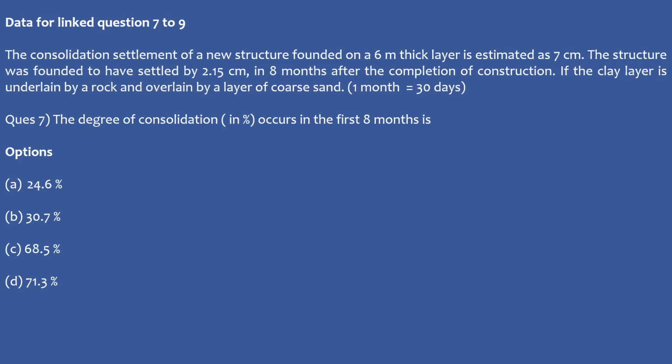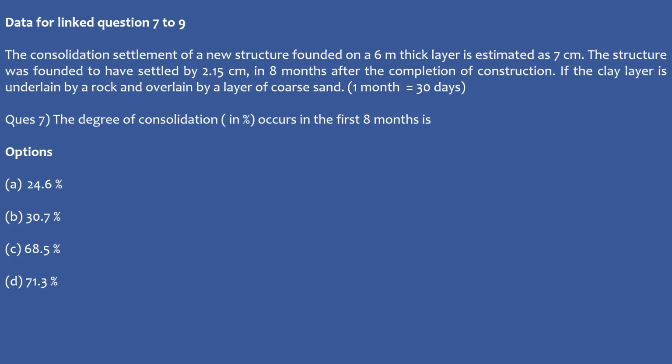The consolidation settlement of a new structure founded on a 6 meter thick soil layer is estimated to be 7 centimeter. The structure was found to have settled by 2.15 centimeter in 8 months after the completion of the construction. If the clay layer is underlain by a rock and overlain by a layer of coarse sand, 1 month equals 30 days. What is the degree of consolidation which occurs in the first 8 months?